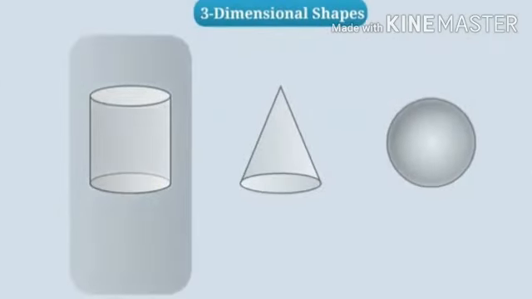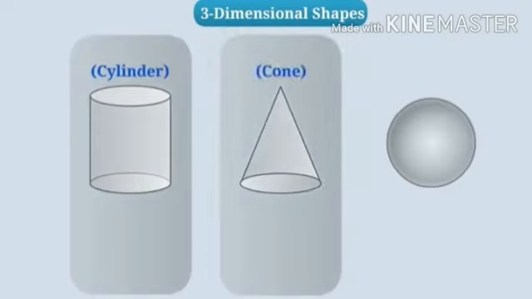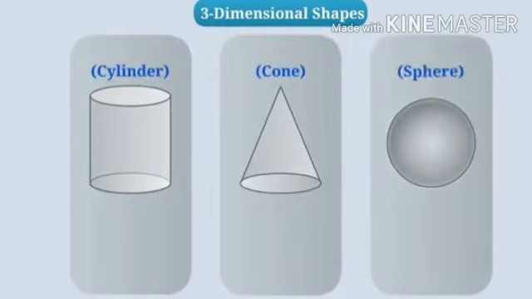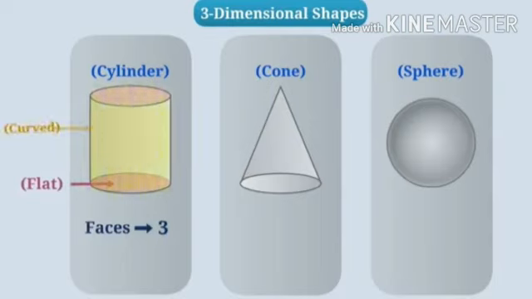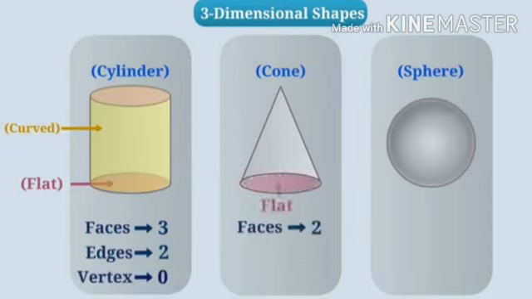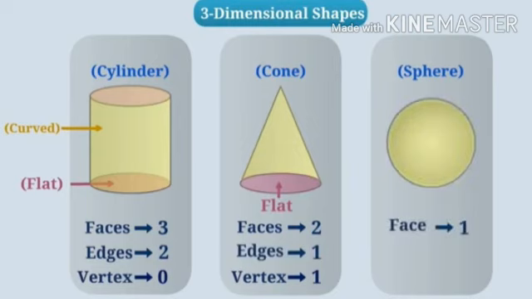Now look here. This is a cylinder. This is a cone and this is a sphere. As you can see, there are 3 faces in the cylinder, which has 2 flat faces and 1 curved face. In this, we also see that there are 2 edges, but there is no vertex in it. The cone has 2 faces, out of which one is a flat face and the other is a curved face. Similarly, it has a vertex and an edge. Talking about the sphere, it has 1 face, but it does not have an edge or a vertex.